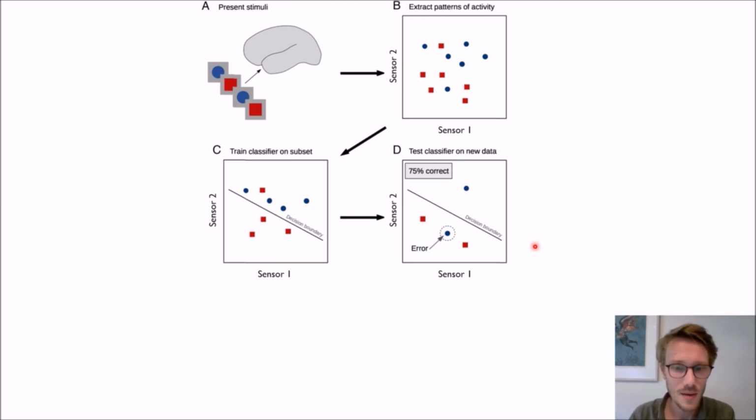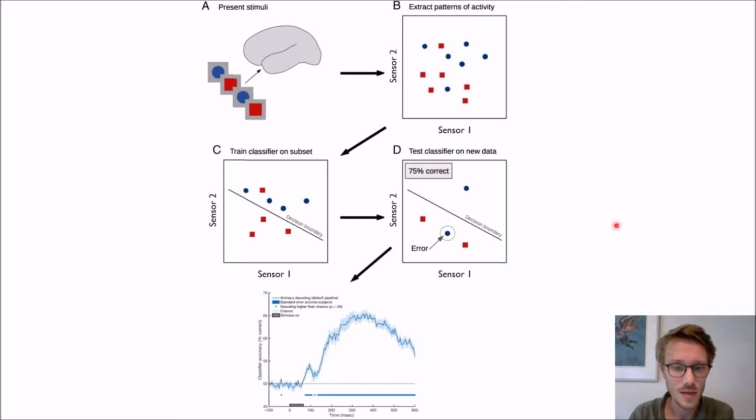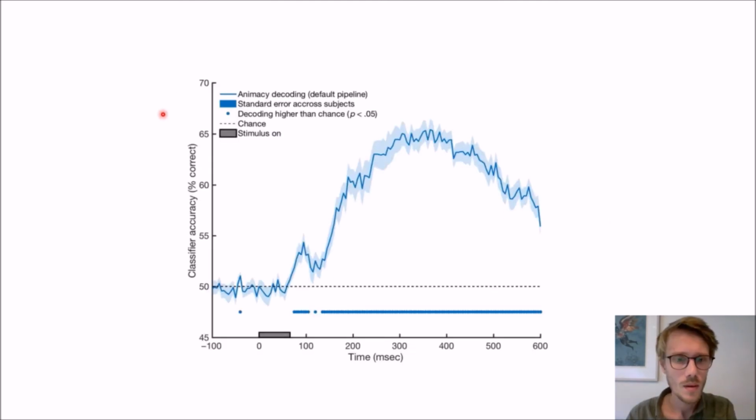And now we can see how classification performance evolves by doing this entire procedure for every time point. And then we can make a graph like this. And let's zoom in on this. On the y-axis we have classification accuracy, which is the percentage of trials that were classified correctly from the test set, based on the classifier trained on the other subset of trials. And on the x-axis here we have time since stimulus onset, and the time when the stimulus was actually on the screen is depicted here in gray, the bar on the axis.